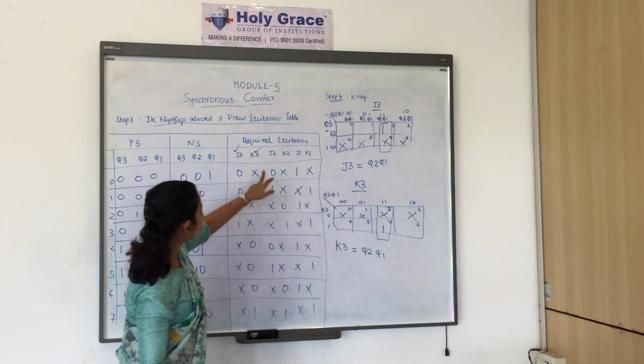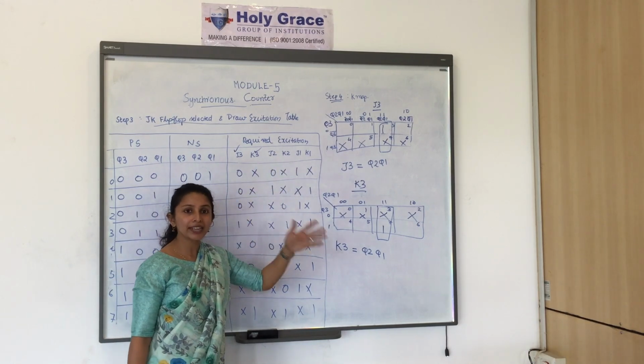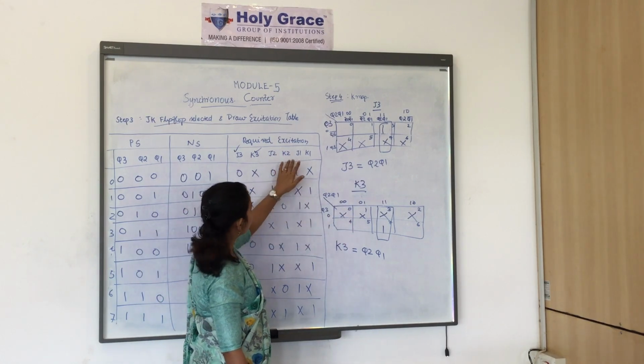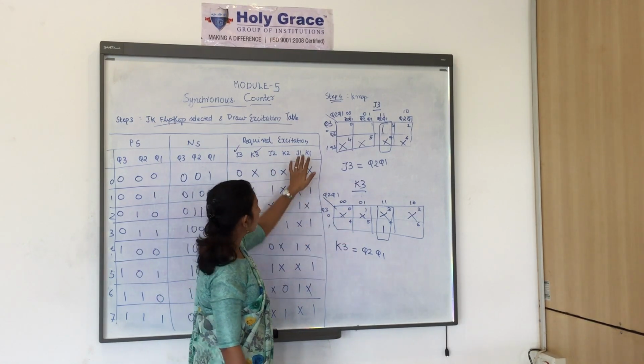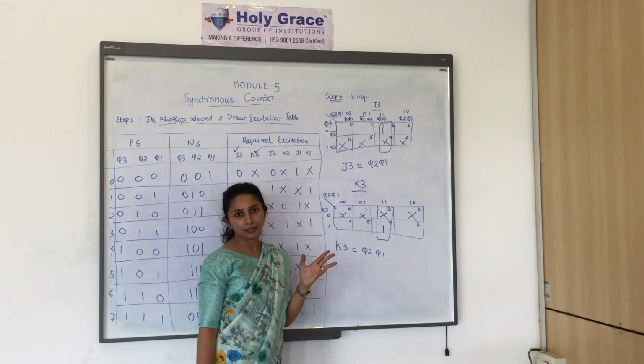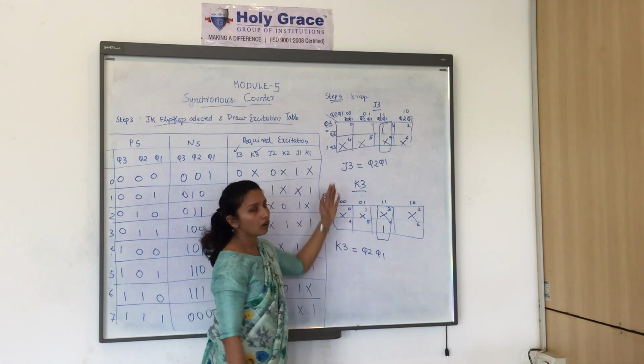Now again we have to draw the K-map for J2. Similarly we have to draw separate K-maps for all these outputs. For J2 we have to draw a K-map, for K2 another K-map, for J1 another K-map, and for K1 also another K-map, and you have to find out the equation. So like this we will get all the equations.